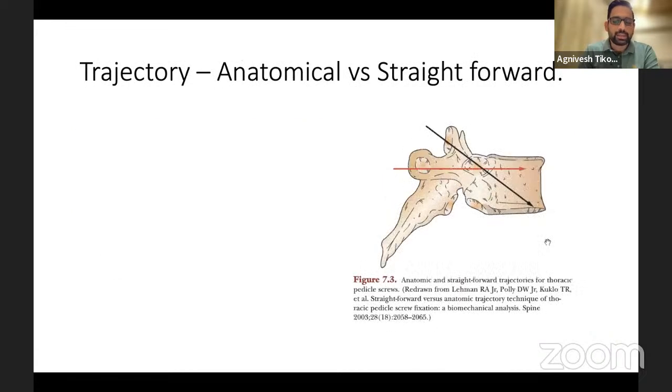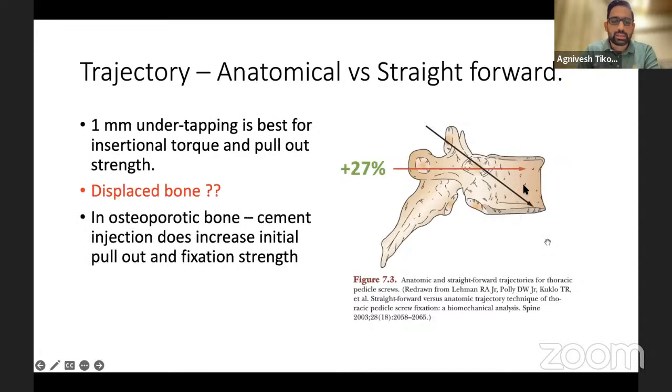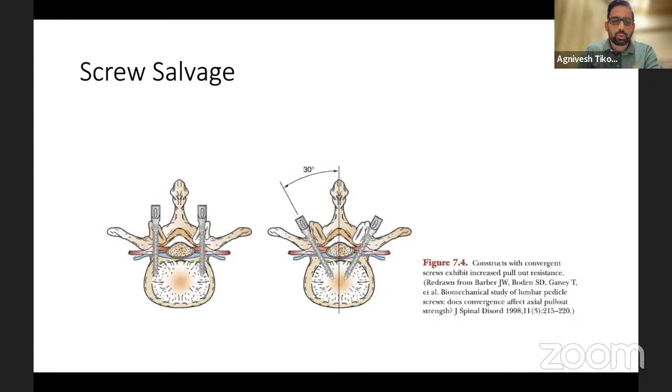And in thoracic, you can use a straightforward trajectory because this gives better hold, because this is closer to this end plate bone, which is thinner, rather than this, which will be in the hollow of the vertebral body. So these are the common tricks you do to salvage. Again, you try to angulate the screws more medially, because the more medially they are directed, the better pull-out strength they have.